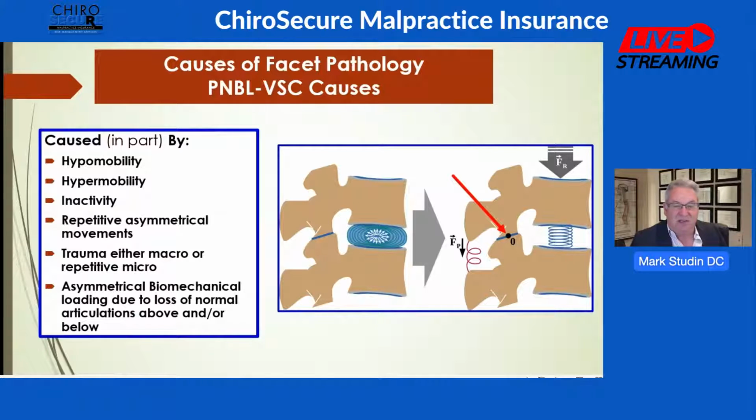Remember, the disc is a shock absorber. We have ligaments that hold it, but your fulcrum point is that facet. That's where it articulates. Folks, that's where the magic happens. We're going to talk about that in a little bit.